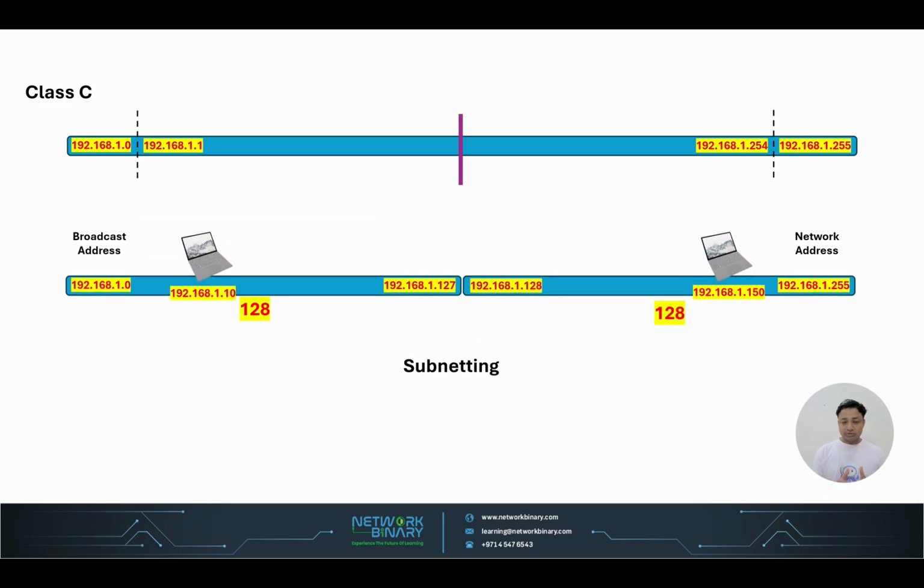Now, because this time they have different networks, they will not be able to communicate with each other directly. They will need a router for the communication. Now the question is, what is the role of the subnet mask in this entire process, which is subnetting? We will take a look at this one. Stay with me.